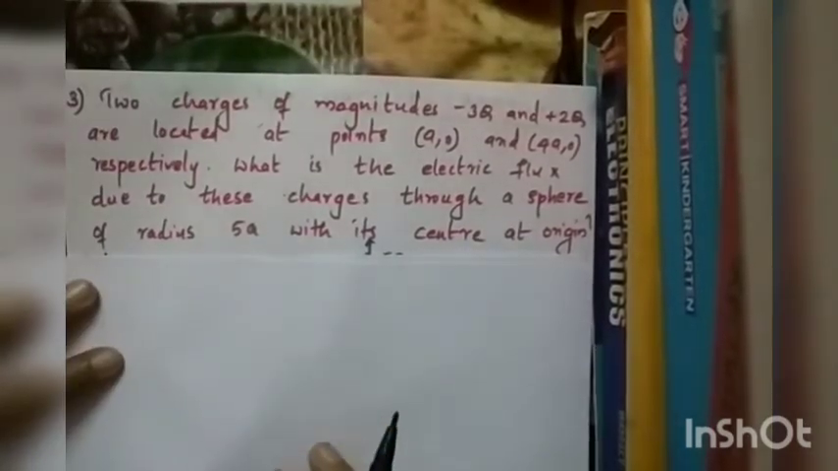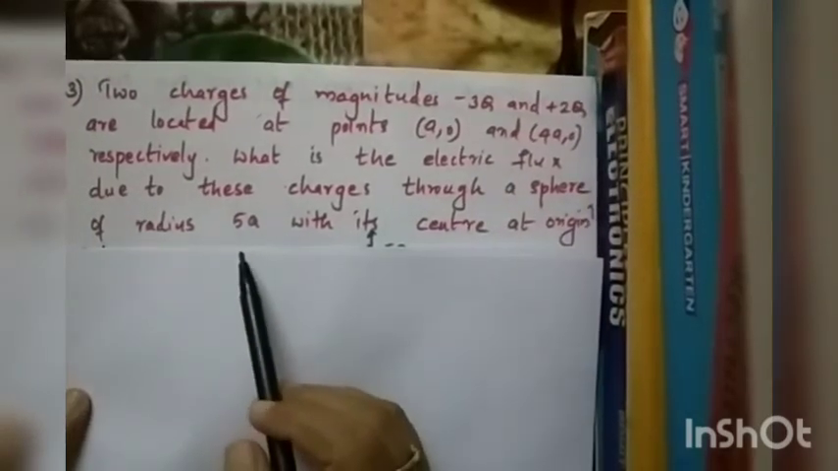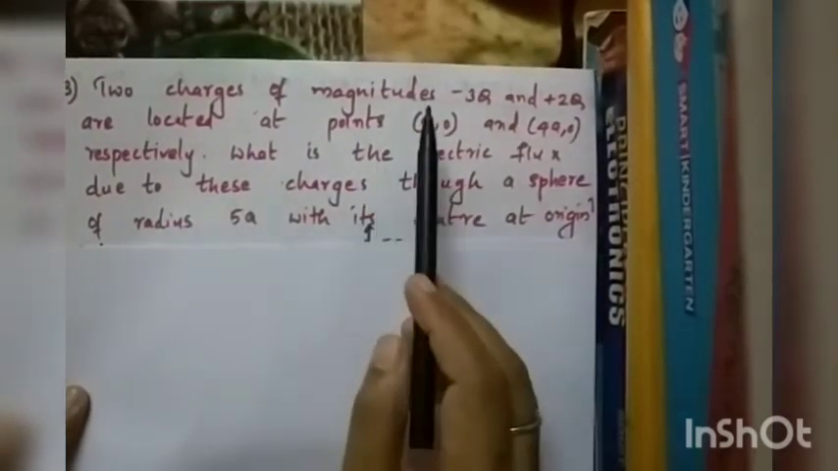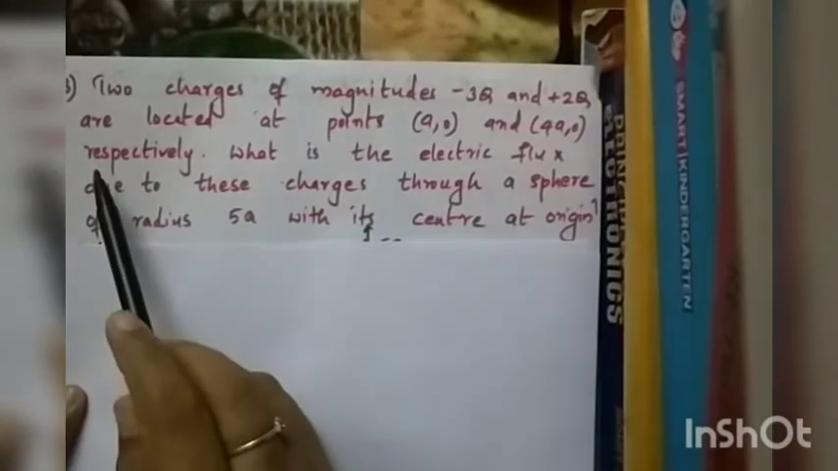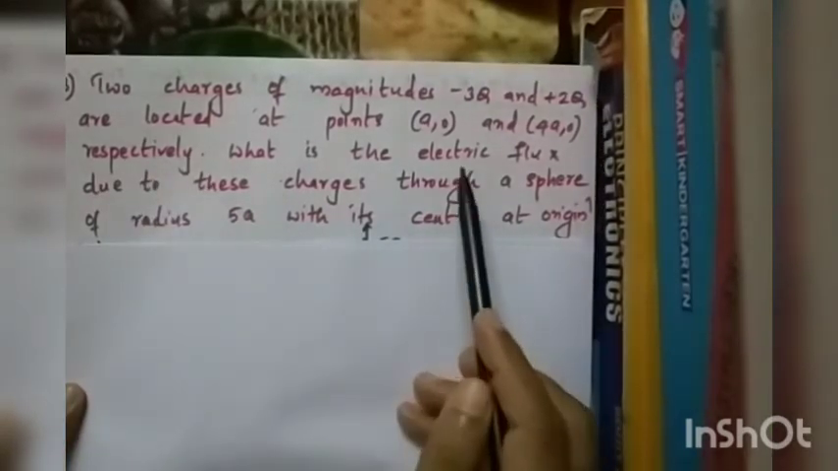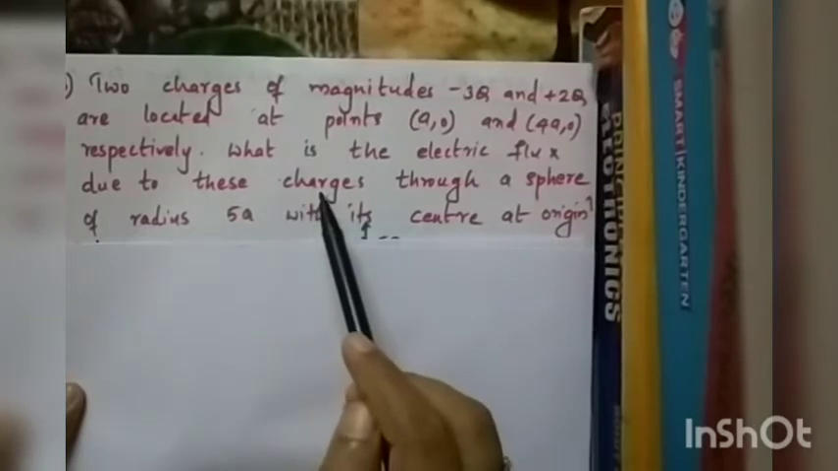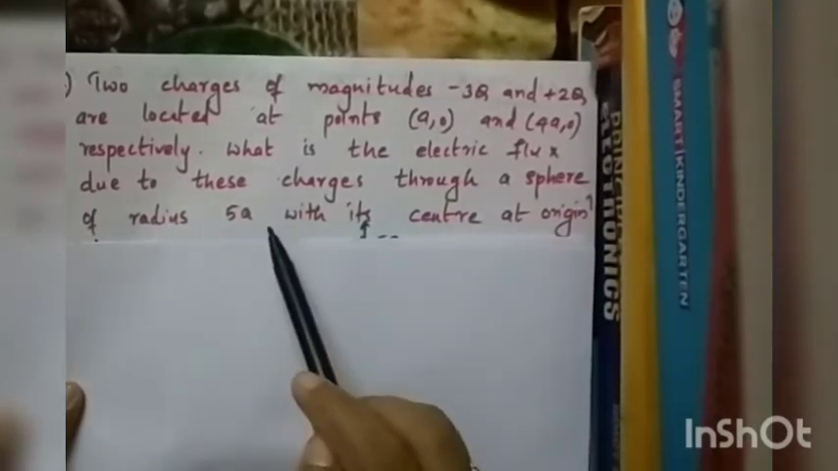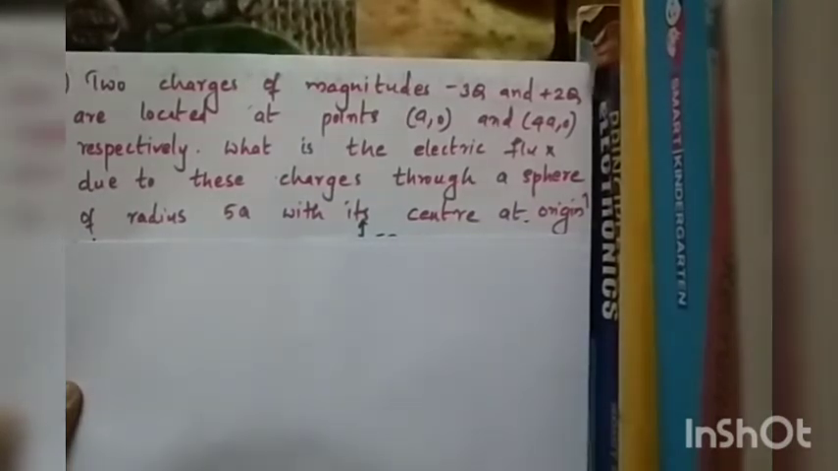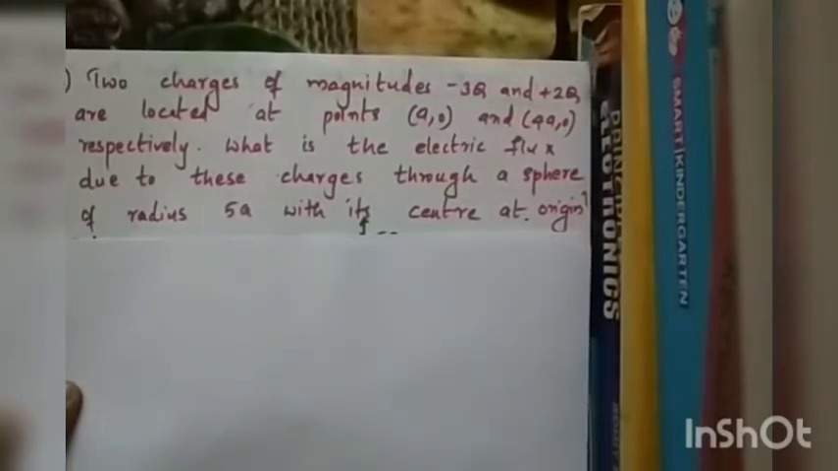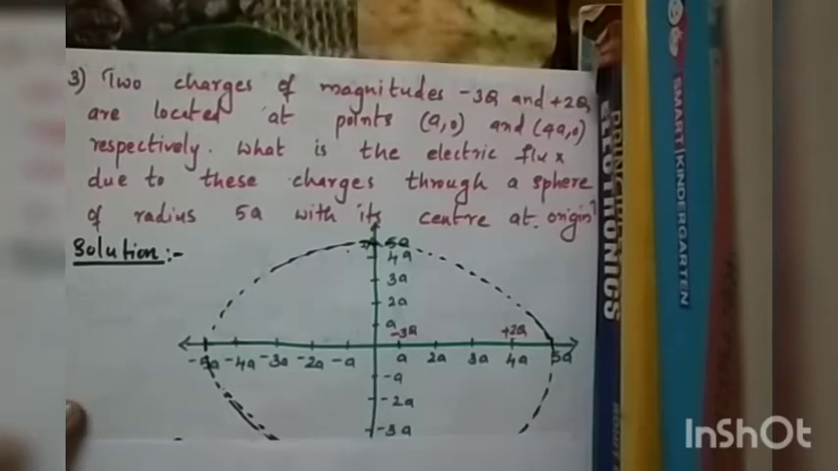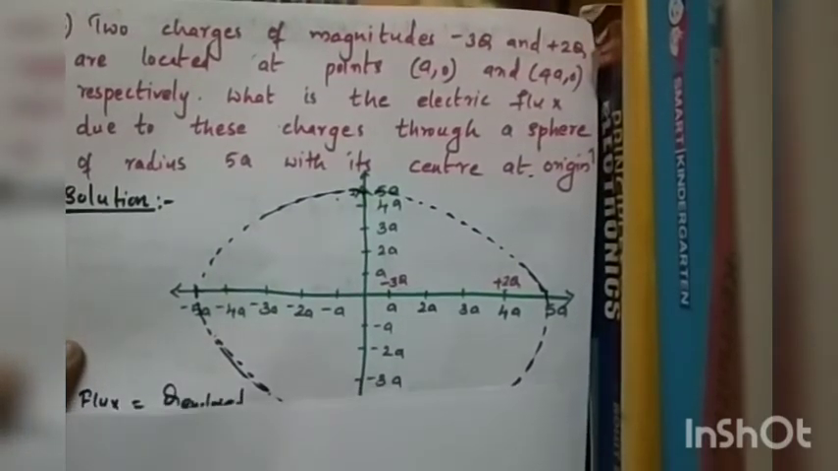Next, let's move on to the third question. So which is the third question? Two charges of magnitudes minus 3Q and plus 2Q are located at the points A, 0 and 4A, 0 respectively. What is the electric flux due to these charges through a sphere of radius 5A with its center at origin? So this problem is similar to the previous question. If you want, you can pause the video and try by yourselves. Okay, so let me show you the method. It's a very big sphere because the radius of the sphere is 5A.